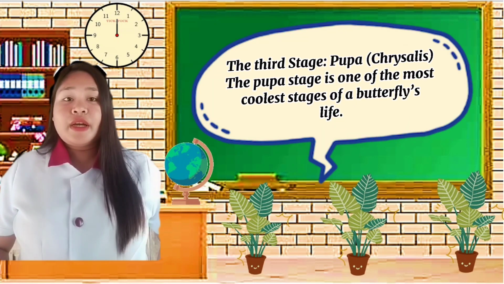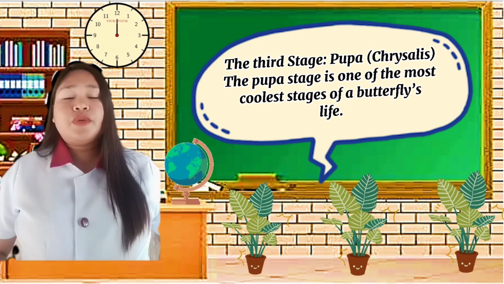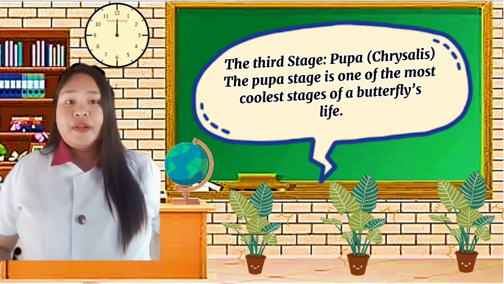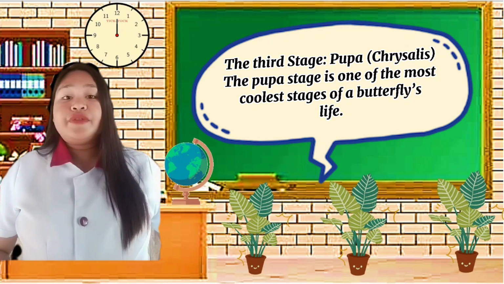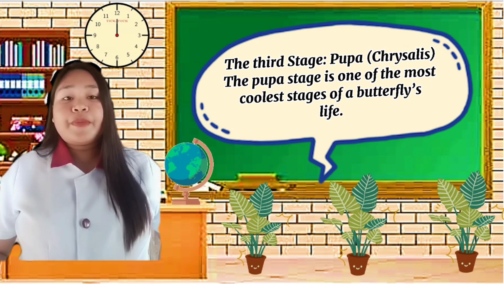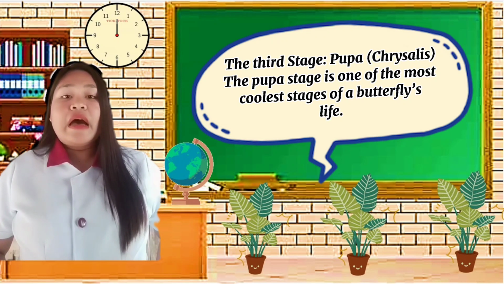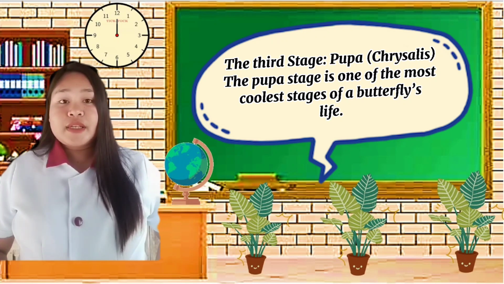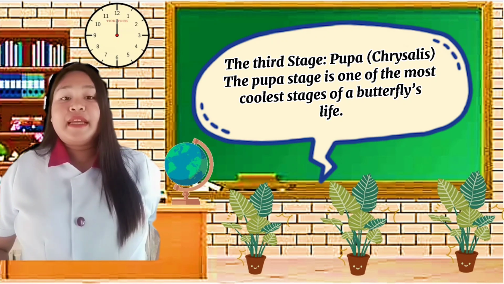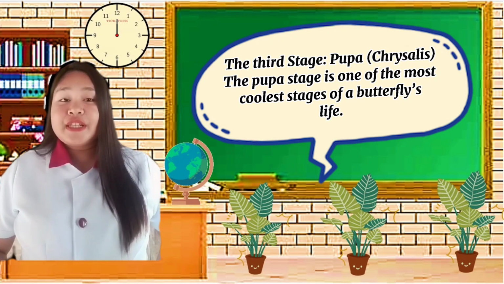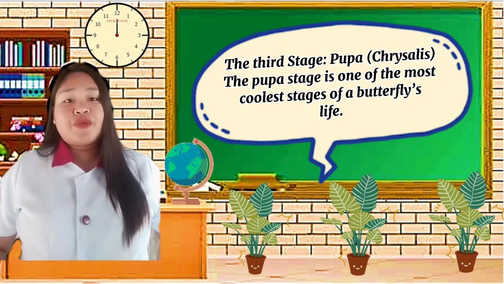The third stage is the pupa or the chrysalis. The pupa stage is one of the coolest stages of the butterfly. As soon as the caterpillar is done growing and has reached its full length or weight, it forms itself into a pupa, also known as a chrysalis. From the outside of the pupa, it looks as if the caterpillar may just be resting, but the inside is where all of the action is. Inside of the pupa, the caterpillar is rapidly changing.